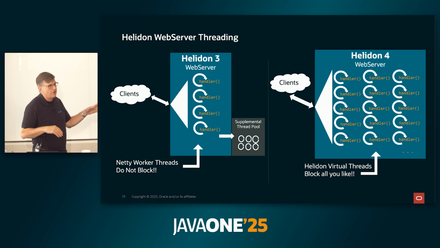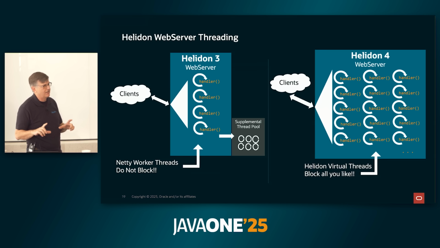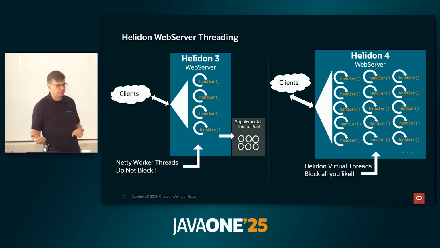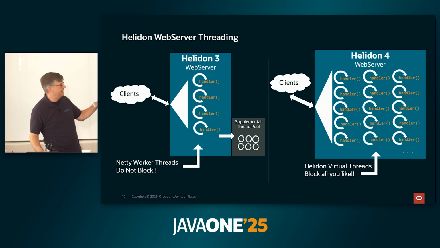In Helidon 4, that all changed, right? Again, our design center was virtual threads. We now allocate virtual threads for each request that comes in. So we have many, many, many virtual threads running concurrently. And as I said, your business logic can block those threads, do whatever it wants. And that has worked out great. So a very key shift.